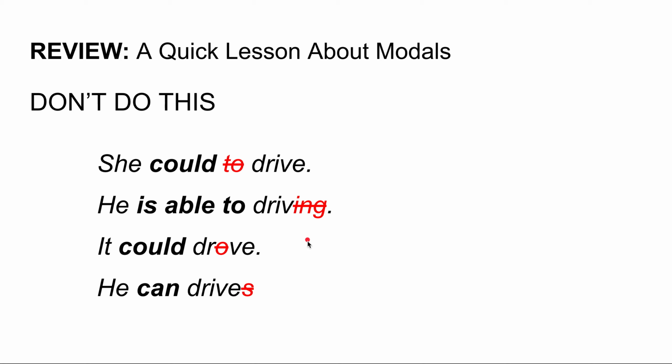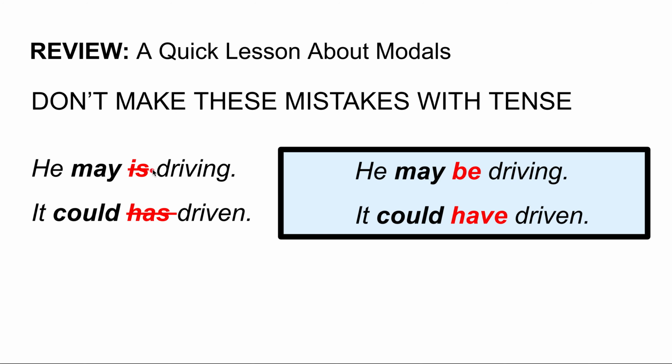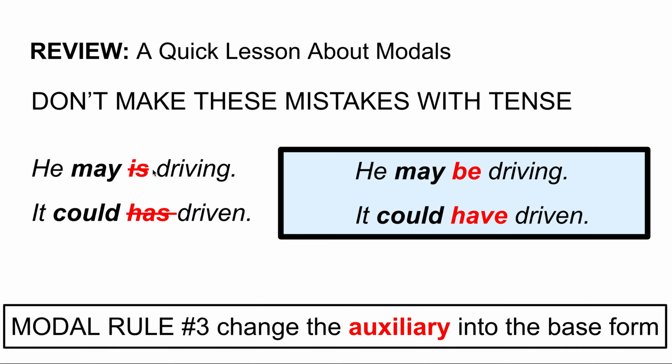A quick lesson: don't do this. She could to drive. She's able to driving. It could drove. He can drives. Also, don't make these mistakes with tense. He is driving. It could has driven. Instead, use he may be driving. It could have driven. So that's modal rule number three.